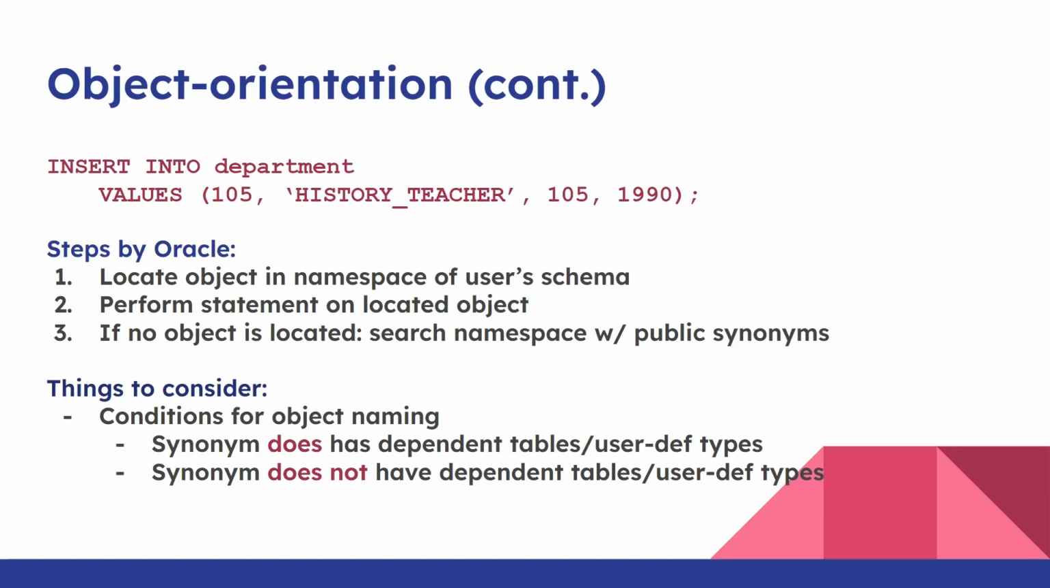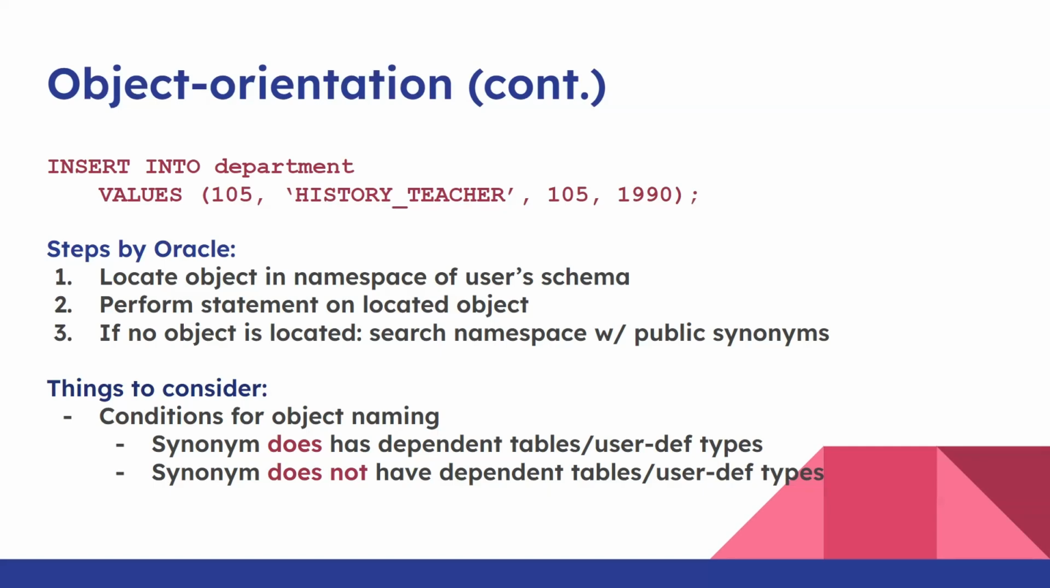Next, Oracle will attempt to perform the statement on the object if it is located in the namespace. In this example, Oracle attempts to add the row of data to department. An error is returned if the object is not of the correct data type. Here, department must be a table, view, or a private synonym resolving to a table or a view. If the object is a sequence, an error is returned.